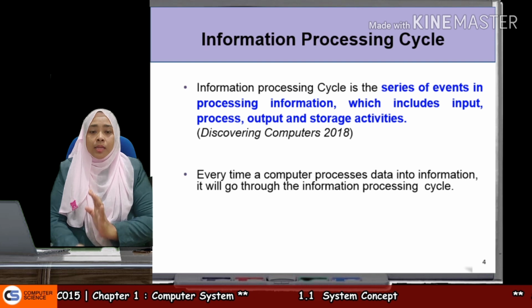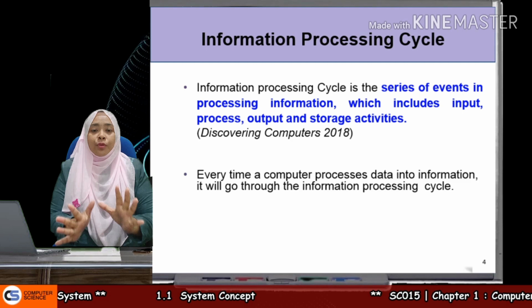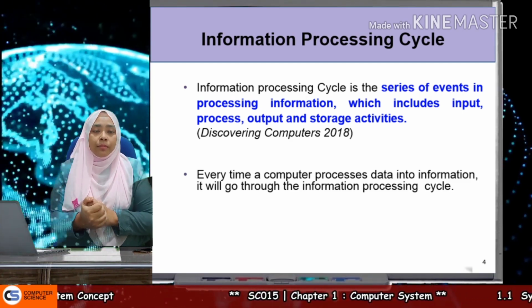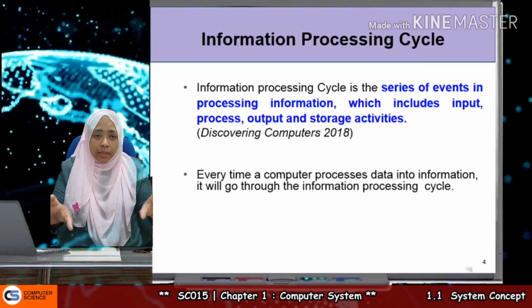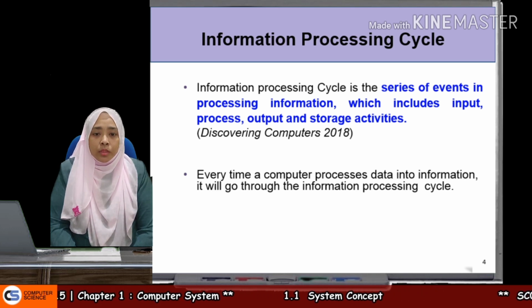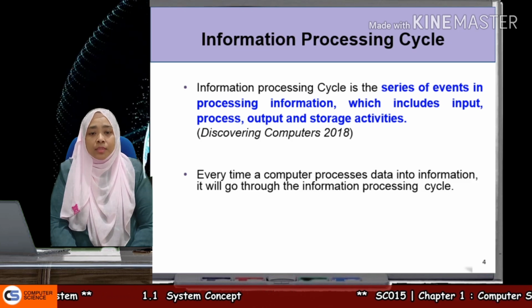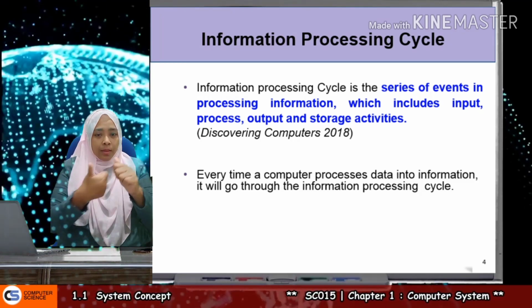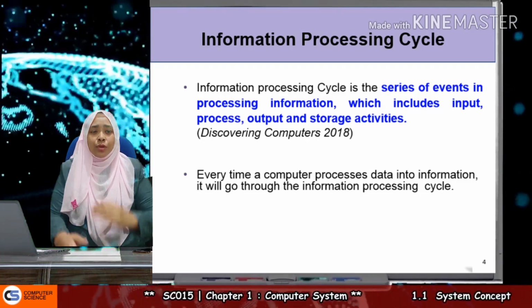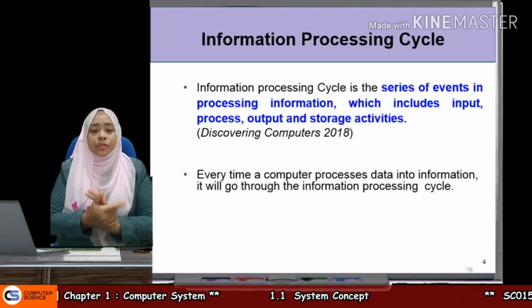Next, what is actually an information processing cycle? This term you have to memorize. You have to remember the terms, because this statement sometimes comes out in our PSPM1. So based on Discovering Computers 2018, the information processing cycle is a series of events in processing information which includes input, process, output, and storage activities. So every time a computer processes data into information, it must go through the information processing cycle.